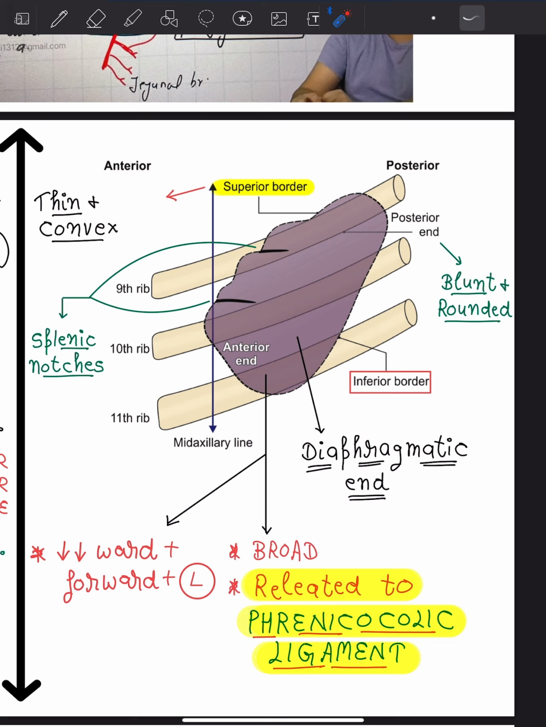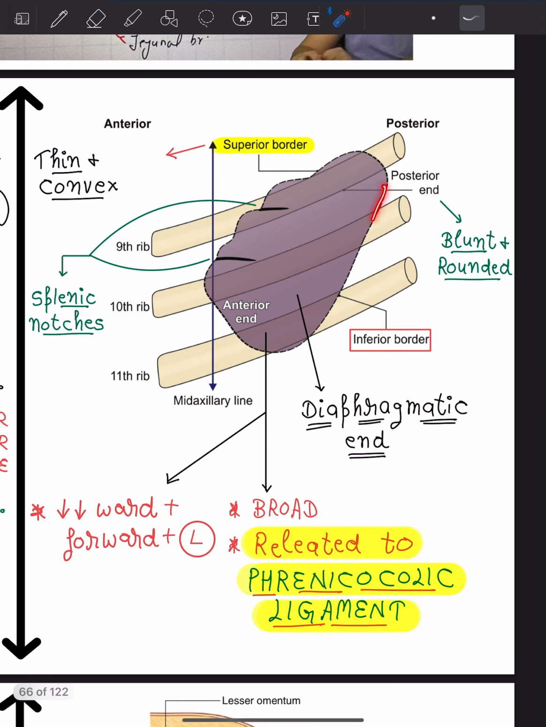Now for the features, we have the superior border. As you can see, the superior border is very thin. When you look in the dissection hall, the superior border is very thin and it is convex. One thing to note is that you'll find various splenic notches on the superior border. This is a characteristic of the superior border. So this was about the superior border.